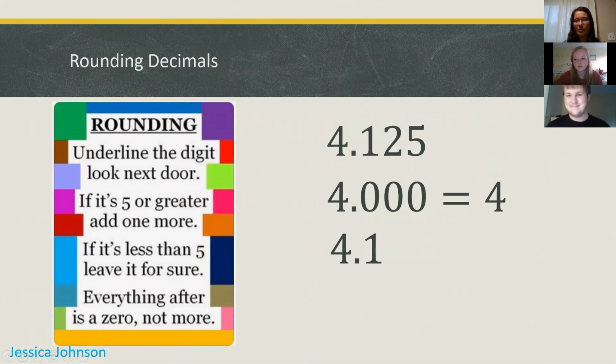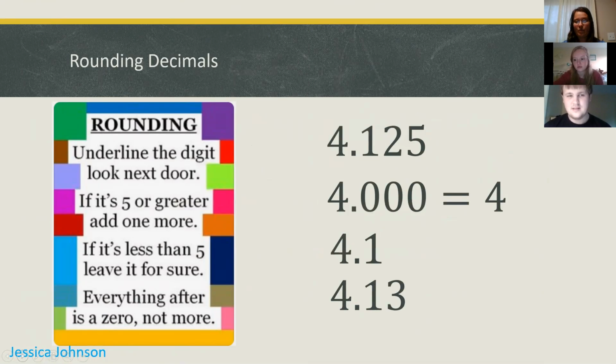Can someone round 4.125 to the nearest 100th place using the poem? Yes, I got this. Okay, so you're going to underline the 2 in the 100th place, and then you're going to look next door at the 1000th place. And then since it is a 5, we add 1 more and we get the answer 4.13. Thank you, Jessie. Great.